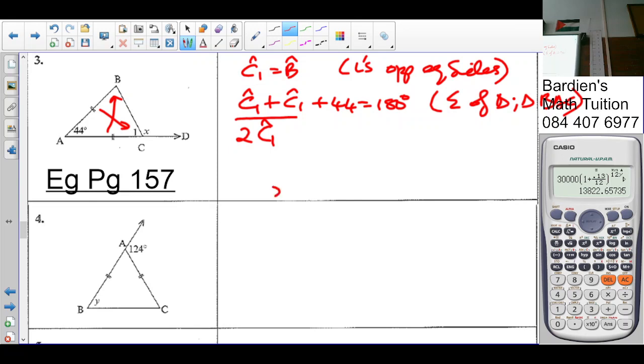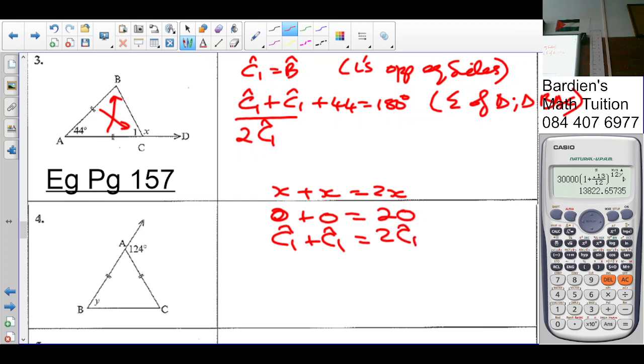Not so. What is x plus x? 2x, yes. And now, O plus O, 2O, yes. And C1 plus C1, 2C1. Right, you guys understand?